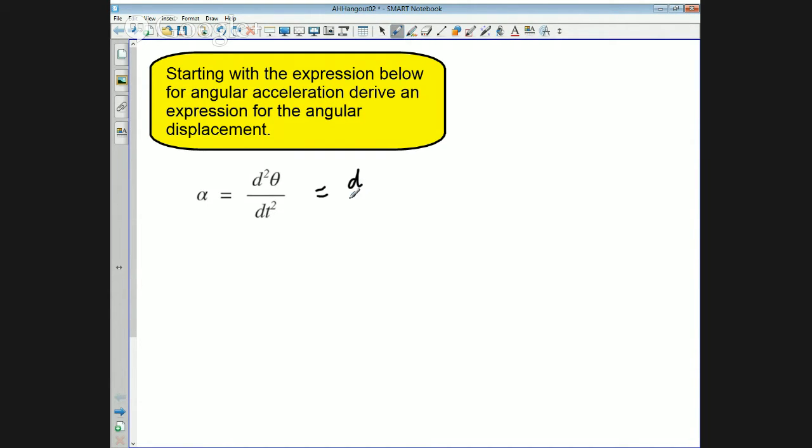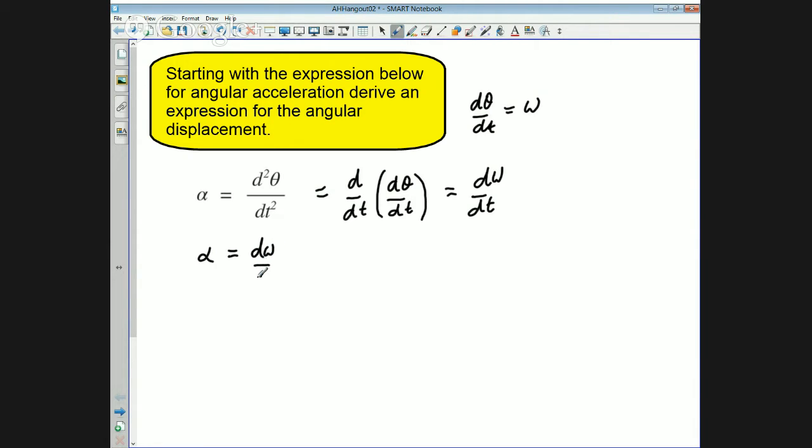We can say d by dt of d theta by dt. And if you do advanced maths, you should be quite comfortable with that. But we know that d theta by dt is really equal to omega, the angular velocity. So right away we can change that to d by dt of omega. So d omega by dt. So our big expression here comes down to angular acceleration equals d omega by dt.